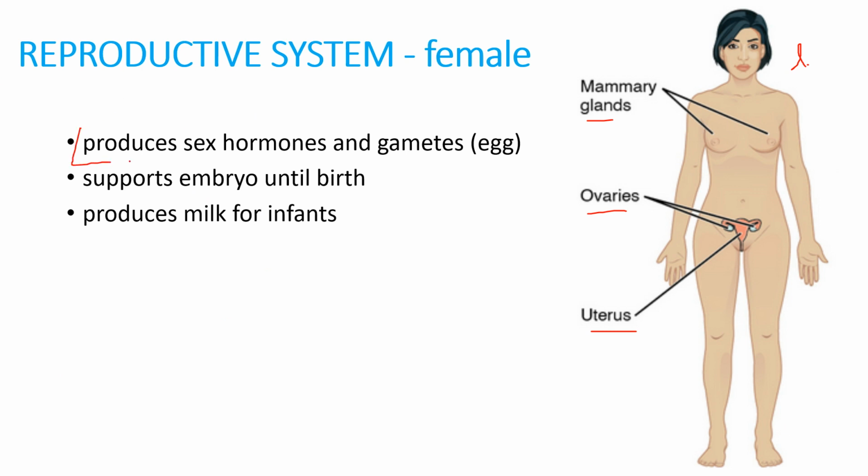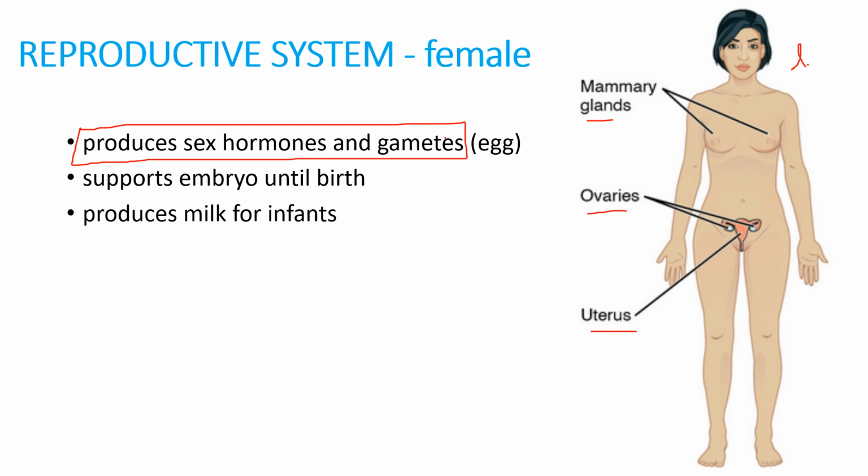It also produces sex hormones and gametes. The sex hormones produced by the female reproductive system are going to be estrogen and progesterone, and then the gametes are going to be called eggs. So the job of the reproductive system for the female is to support the embryo until birth.